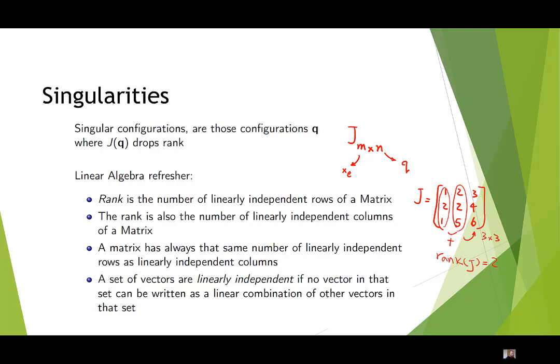So rank is basically the number of linearly independent columns or rows of a matrix, and it almost always is equal to the minimum number of columns and rows. So for a matrix J that is m by n, its rank is always the minimum of m and n. If J is a 2 by 3 matrix, its rank is always 2.